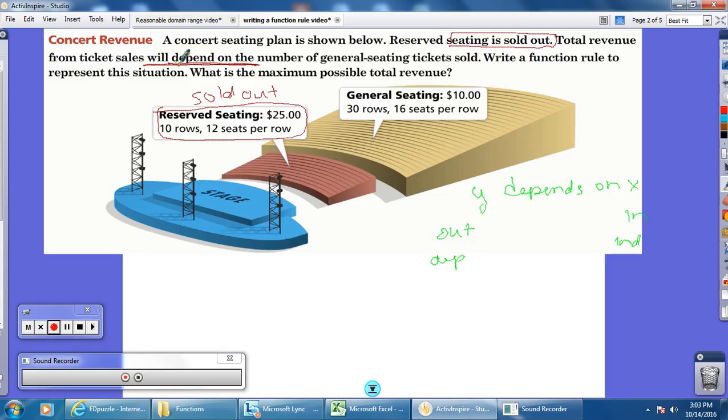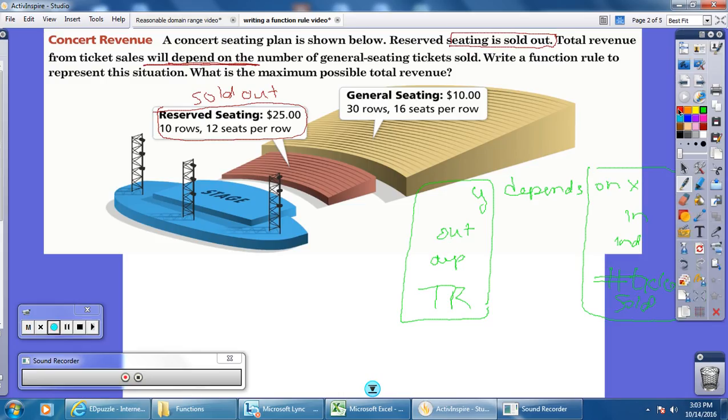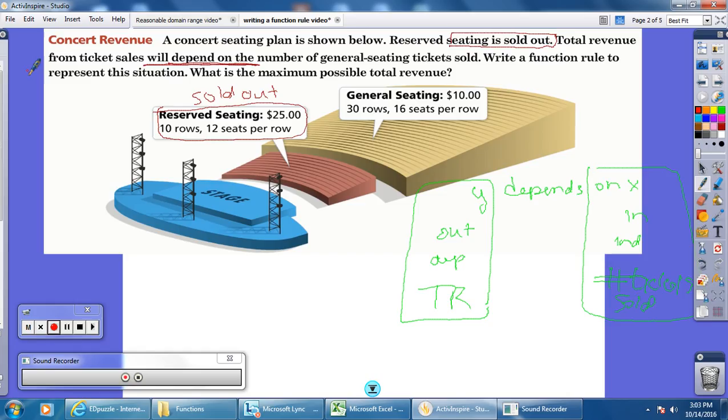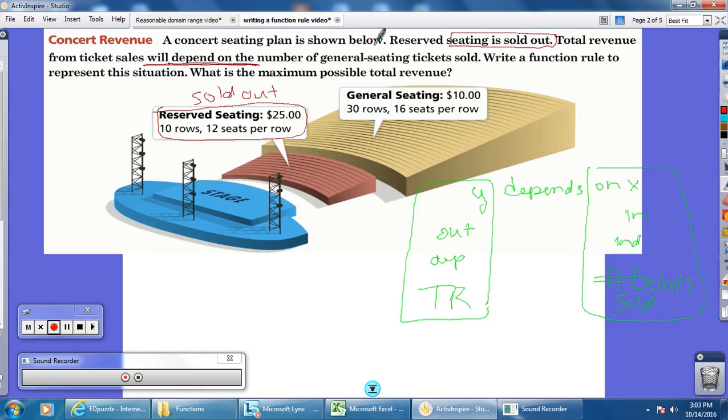Will depend on. So what's on the left? Total revenue. So total revenue is my Y value, my dependent. It will depend on the number of general seating tickets sold. So the number of tickets sold is now my X value, my independent. Now it's asking us to write a function rule to represent this whole situation.